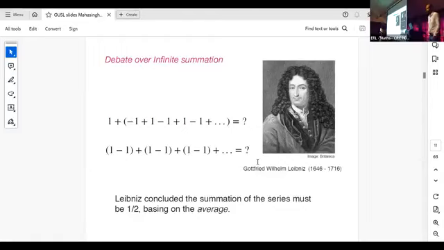It is believed that Leibniz invented the branch of mathematics called calculus. Sometimes the credit goes to Newton as well, but Leibniz's works are actually elegant in nature. So Leibniz thought like this.